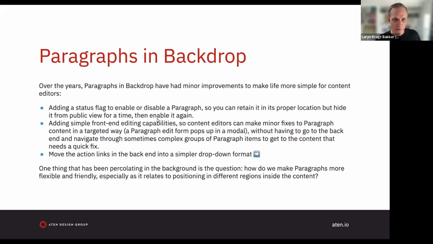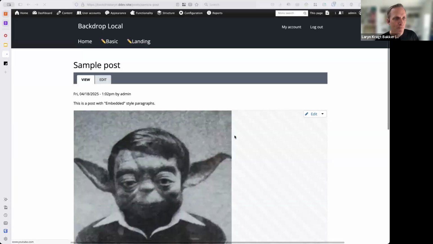Of Backdrop and paragraphs. And then there's moving the action links around in the back end. Instead of each paragraph having a whole bunch of big buttons, it moves it into a simpler drop-down format. Let me know if my screen's following where I'm going here. Does it work?